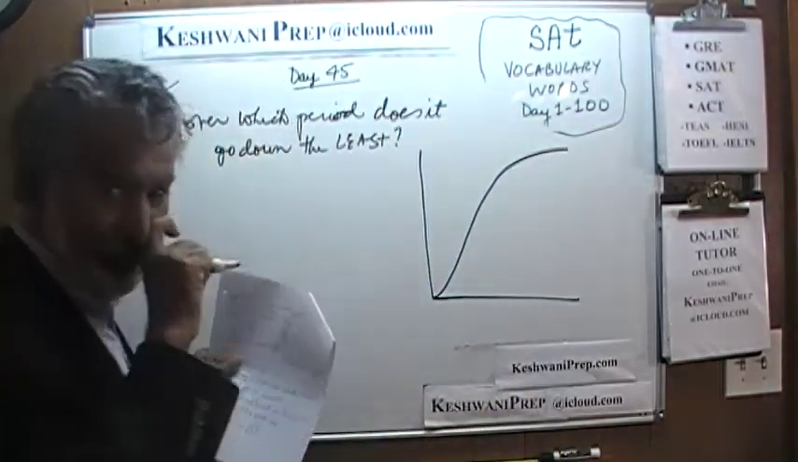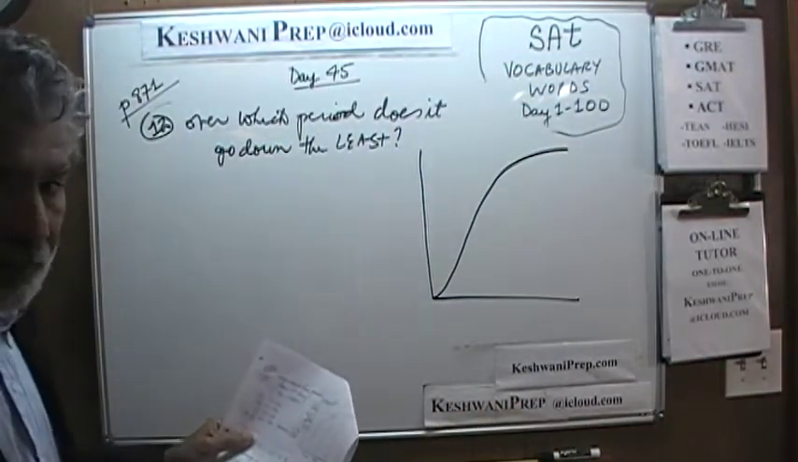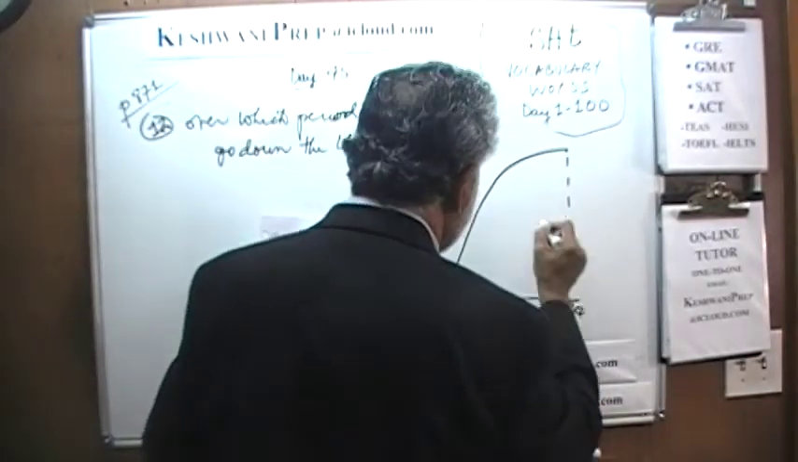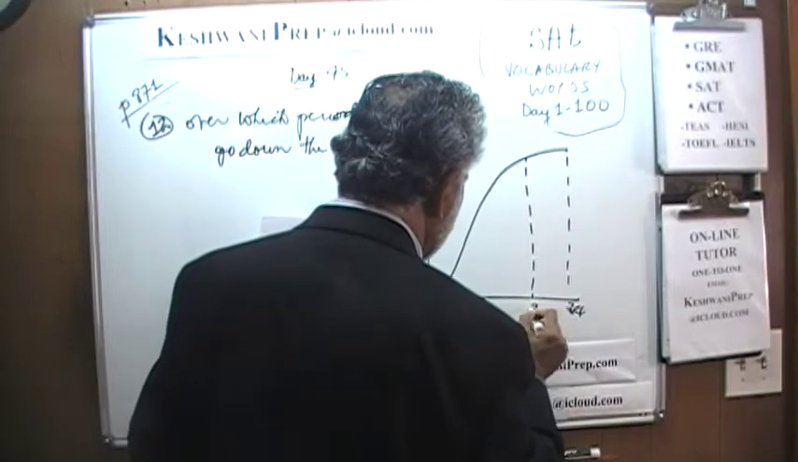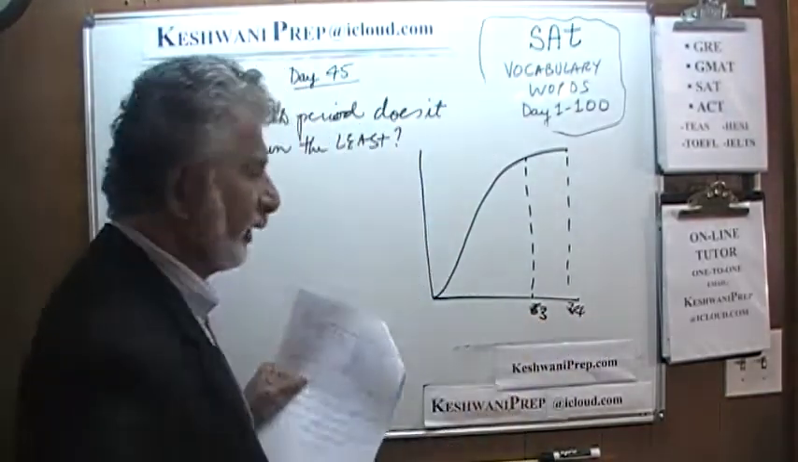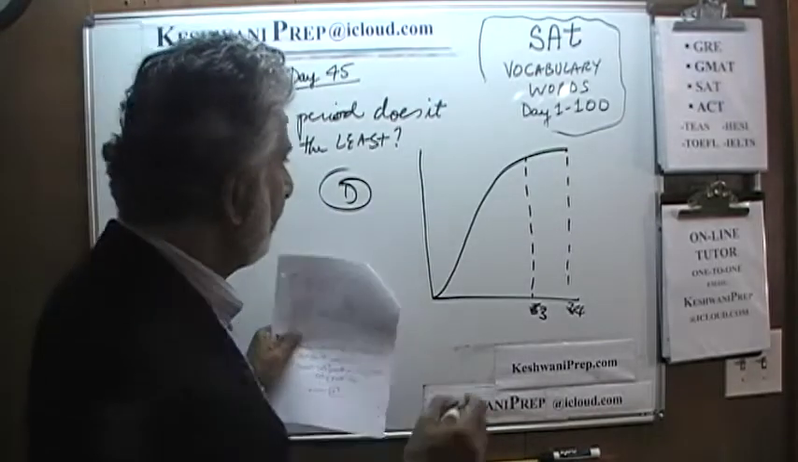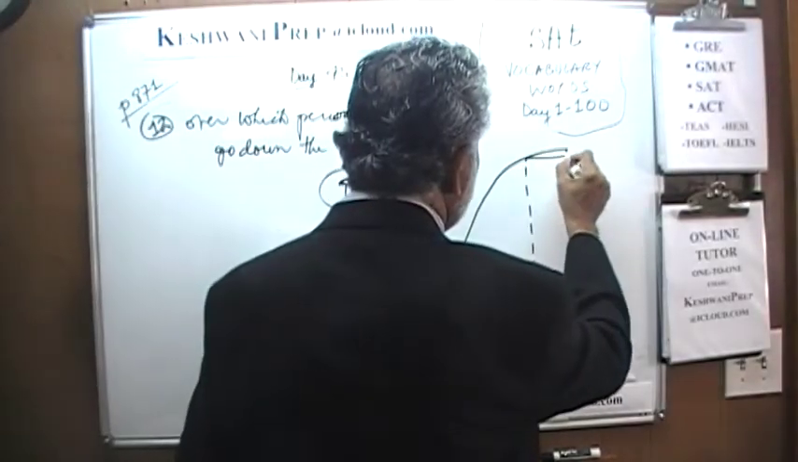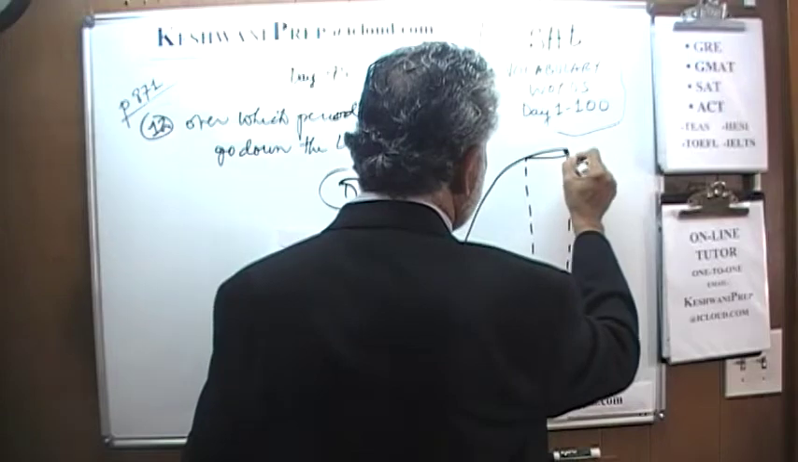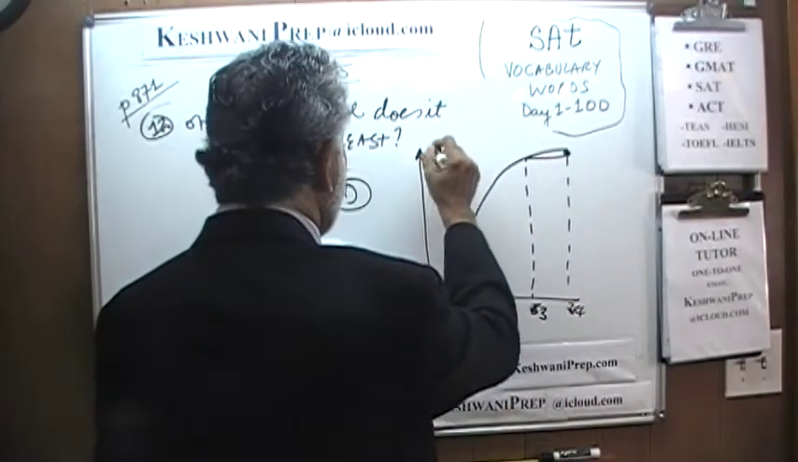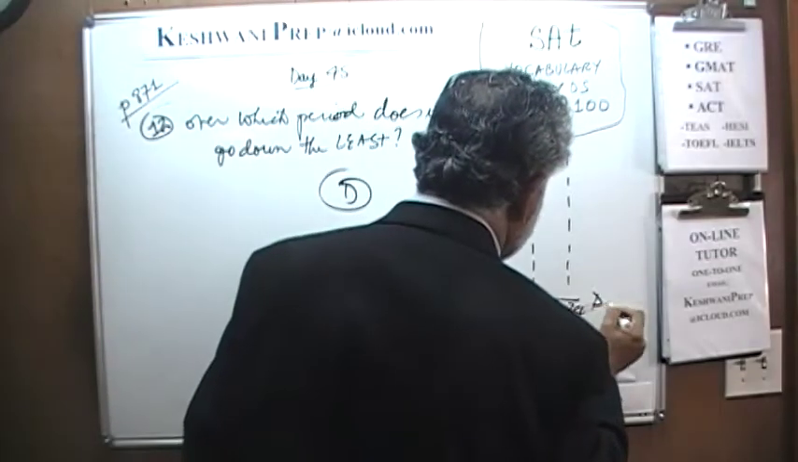It looks something like this. And the period that they're telling us is from day 63 to day 84, that is answer choice D. And as you can see, that is the period where it's going to grow the least. It's just going to grow up by that much. Because this is the height and these are the days.